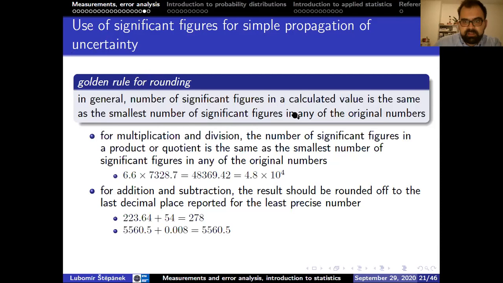So in case we are going to, for example, take two or more numbers and do some arithmetical operations with them, then your calculated result should have exactly as many significant digits as the least precise number you calculated with. So for multiplication and division, the rule is applied here.